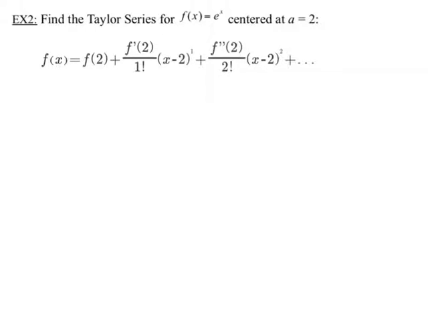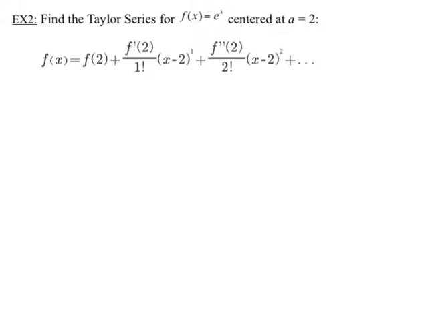So if I'm going to be centered at 2, my general form would look like this. I'd have f of 2 plus f prime of 2 over 1 factorial times x minus 2 to the first, plus f double prime of 2 over 2 factorial times x minus 2 squared, plus the next term would be f triple prime of 2 over 3 factorial times x minus 2 cubed, and so on. Again, I need to do this until I find a pattern, and it's quick and easy to see what that pattern would be, but I'm going to start by making my chart.